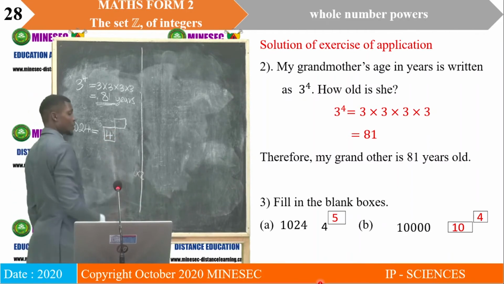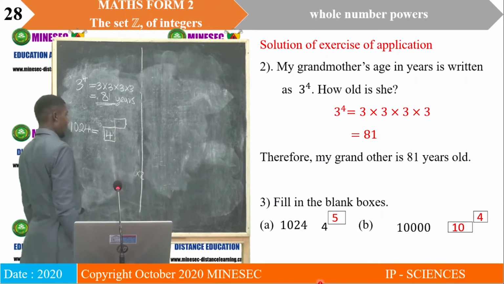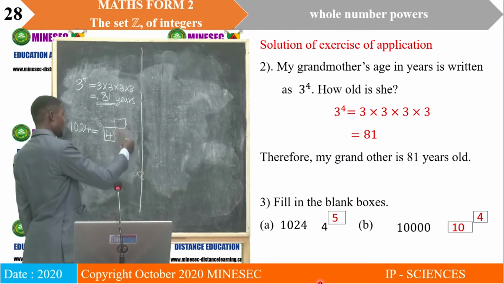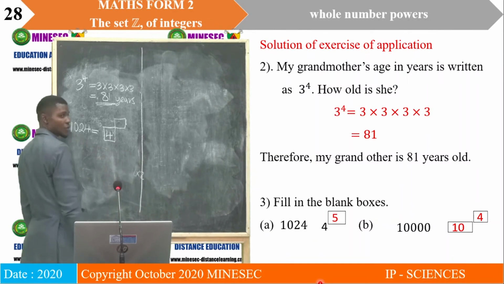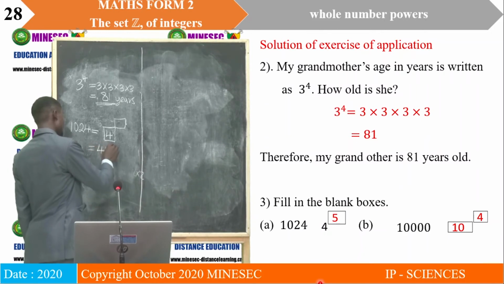In this box here you were given 4. These 4 here stand for the base. And so you need to look for the power, since we said the power gives us the number of times we multiply the base. So we are going to multiply the base to see how many times it will give us 1024. So let's start. We have 4 times 4.